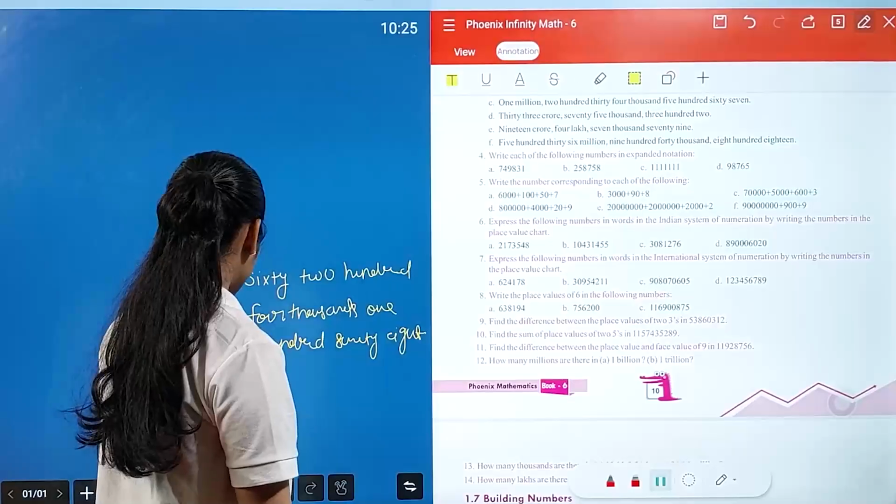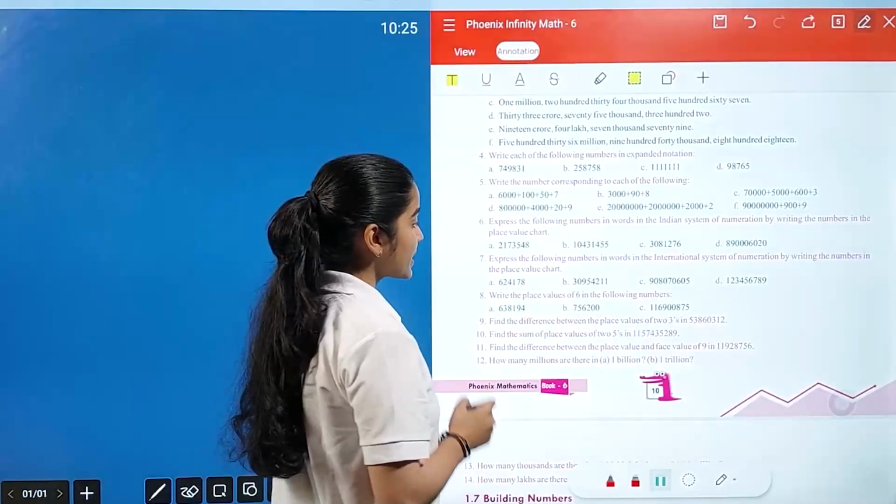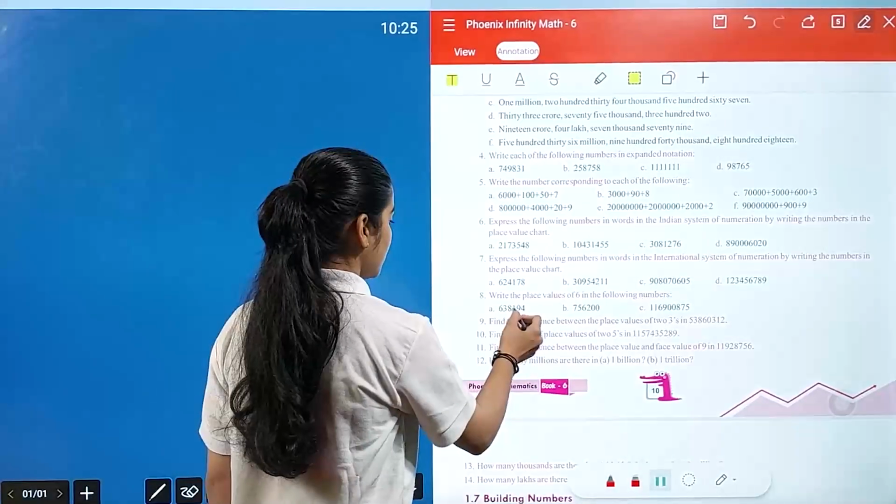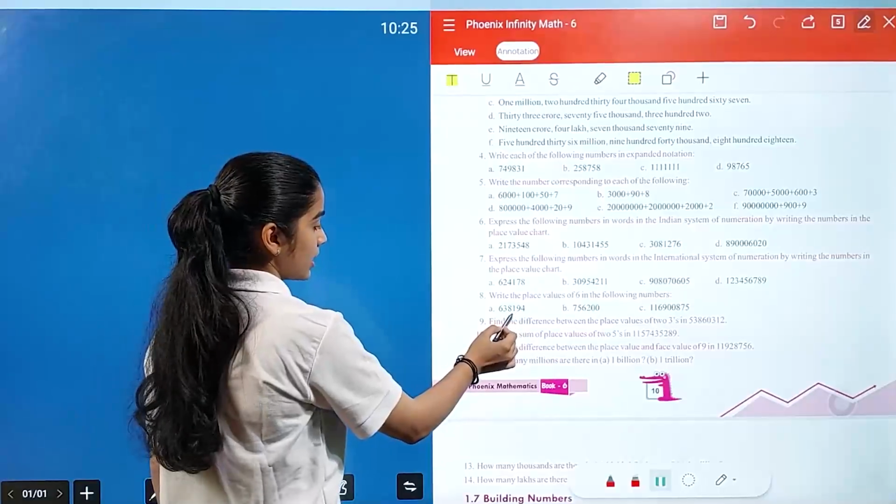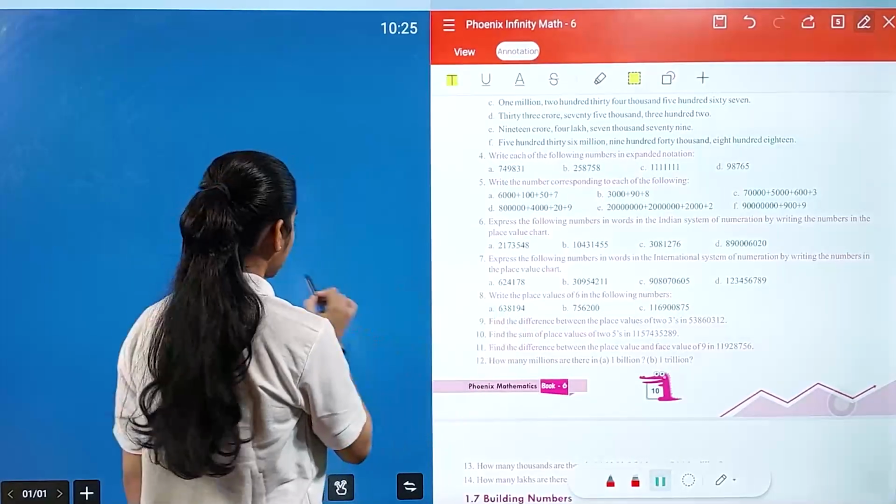Now we have question number 8. Write the place value of 6 in the following numbers. So in 6, ones, tens, 100, 1,000, 10,000. So 6 lakh.